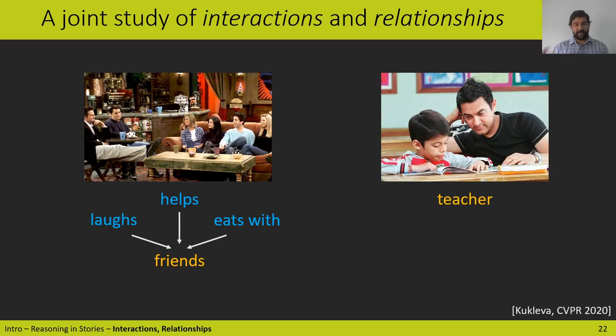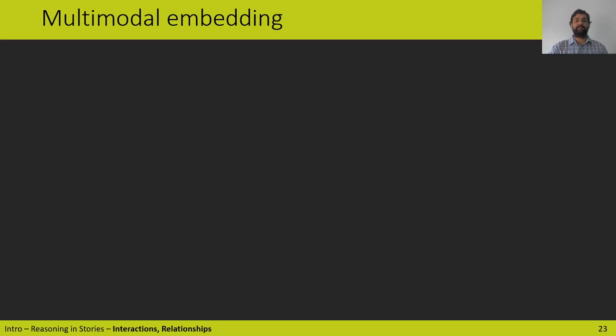Alternatively, relationships even often drive interactions. For example, top-down relationships such as teacher-student can drive interactions such as teacher teaches something or teacher consoles the student or maybe asks the student some questions. So we're interested in analyzing whether we can learn about interactions and relationships jointly so as to get a better understanding of the situation as a whole.